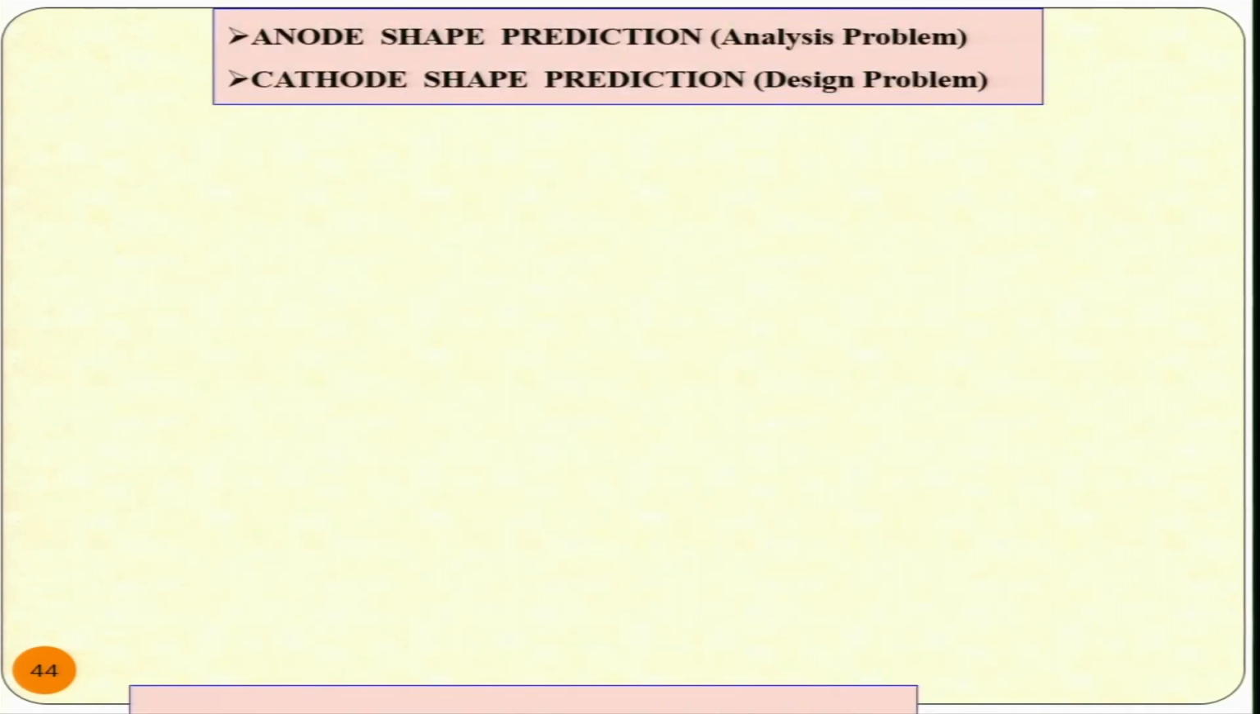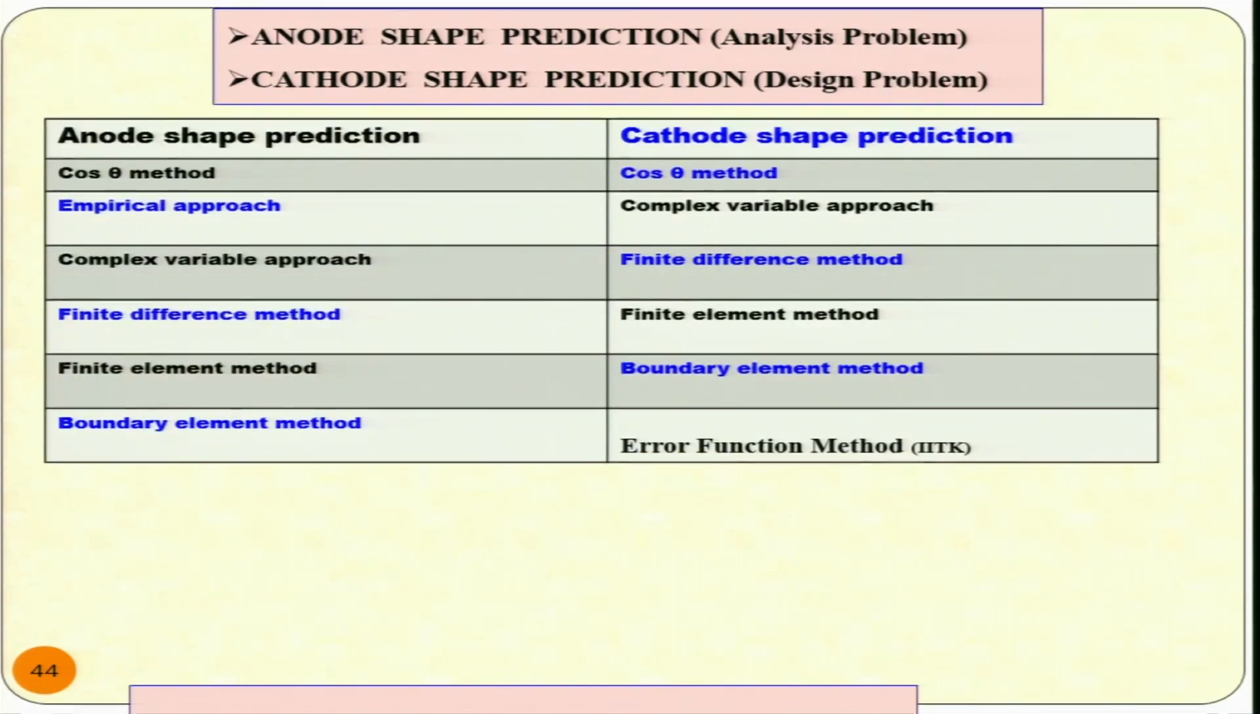Anode shape prediction is also known as the analysis problem of ECM and ECMM, and cathode shape prediction is also known as the design problem. Now there are various methods, details of which we will discuss in some other lecture. For anode shape prediction, that means the workpiece shape that you are going to get after electrochemical machining and electrochemical micromachining, various techniques have been developed.